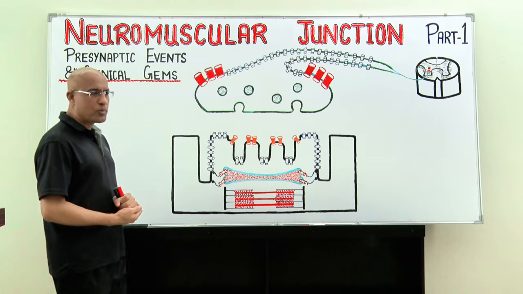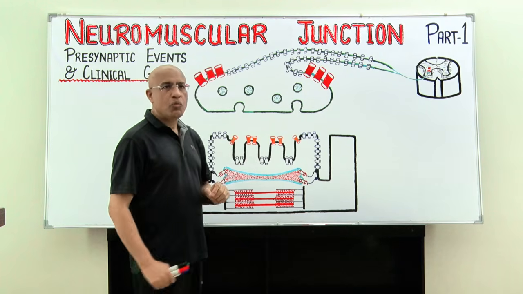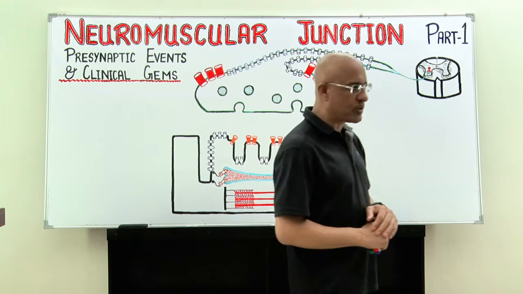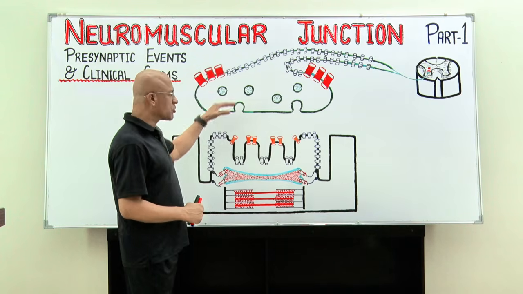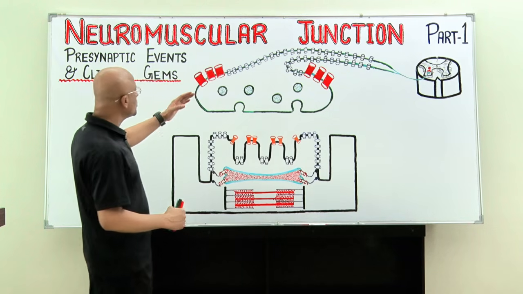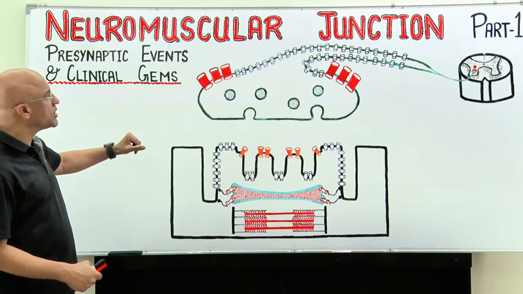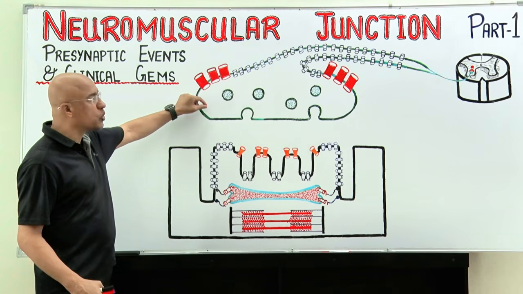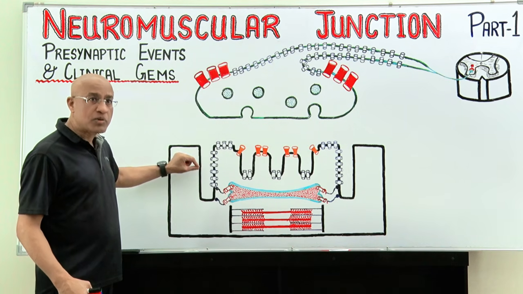Today we are going to talk about the neuromuscular junction with updated and modern concepts, especially the molecular machinery involved in neuromuscular transmission. So let's start with what the neuromuscular junction is. The neuromuscular junction is basically where the neuronal system connects with the muscular system.